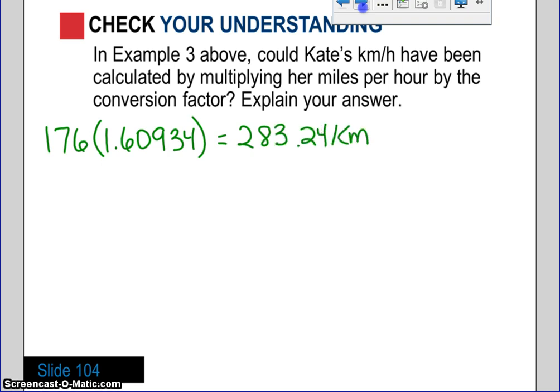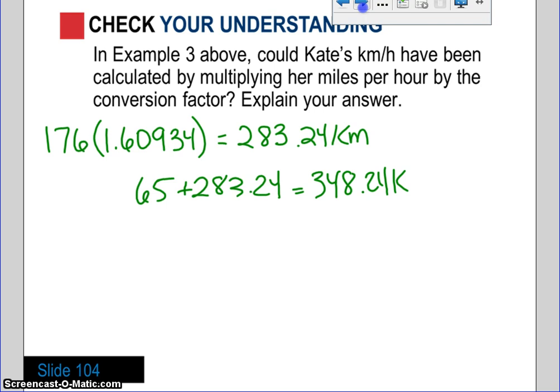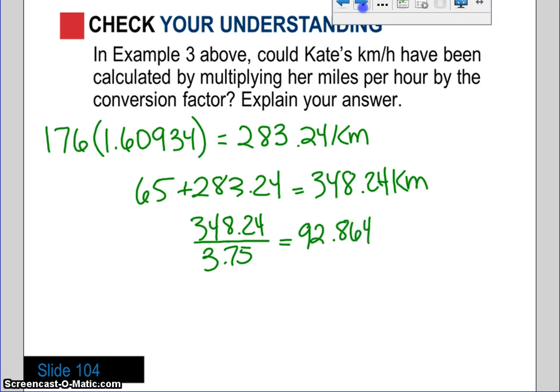So when I multiply that out, that's 283.24 kilometers. When I add 65 kilometers to the 283.24, I end up with a total of 348.24 kilometers. I'm then going to take that 348.2 kilometers and divide it by the same time period, and I find that she was going 92.864 kilometers per hour.